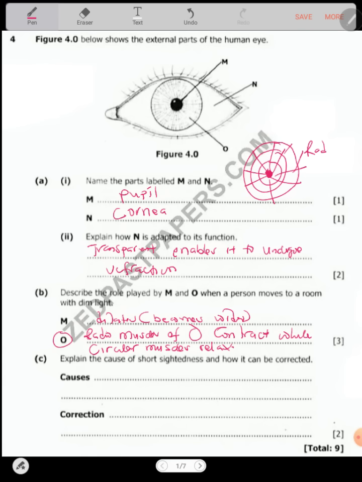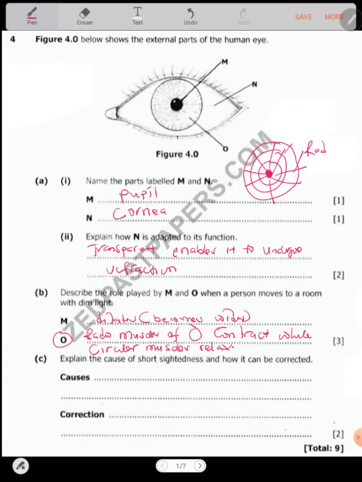Explain the causes of short-sightedness. What causes short-sightedness in human beings, and how can it be corrected? What you need to know about short-sightedness is that someone is able to see things that are near them, but they can't see things that are far from them. Hence, objects that are far from them look blurred.